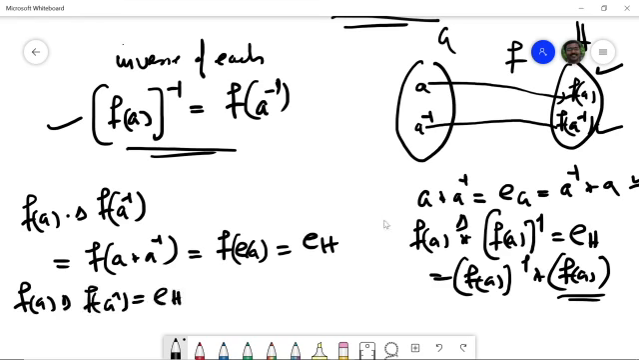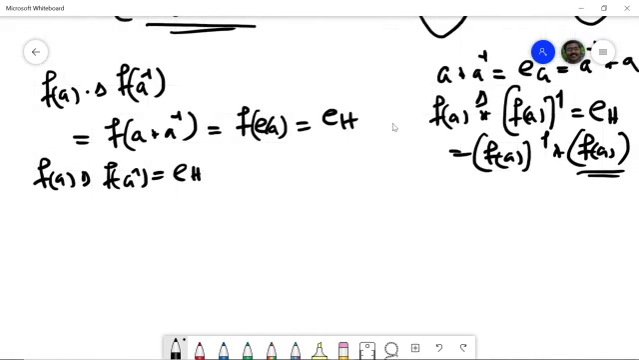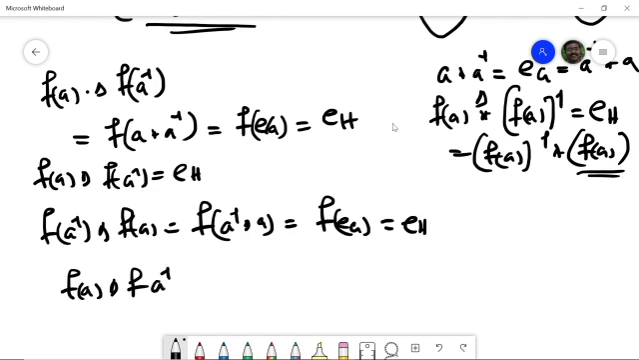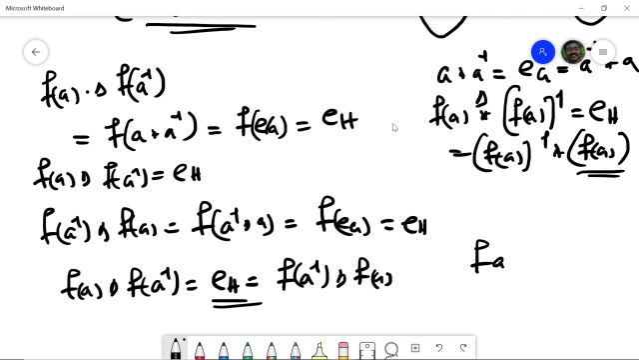Similarly, using the same logic, I can also compute f of A inverse delta f of A. It will be f of A inverse star A, which is nothing but f of EG, and it is equal to EH. So we have found that f of A delta f of A inverse is equal to EH, and in the same way f of A inverse delta f of A is also EH. What does that mean? It means that f of A inverse is the inverse of f of A.